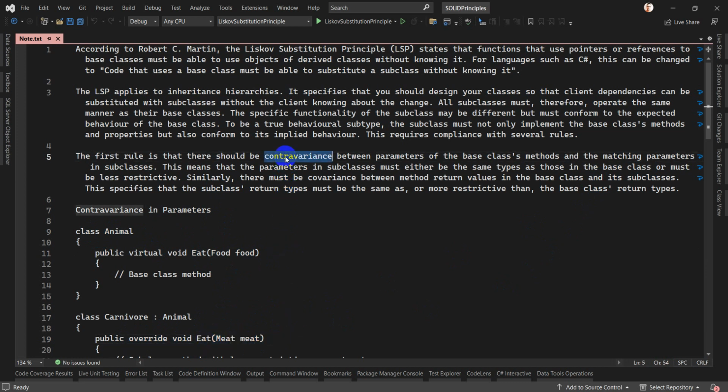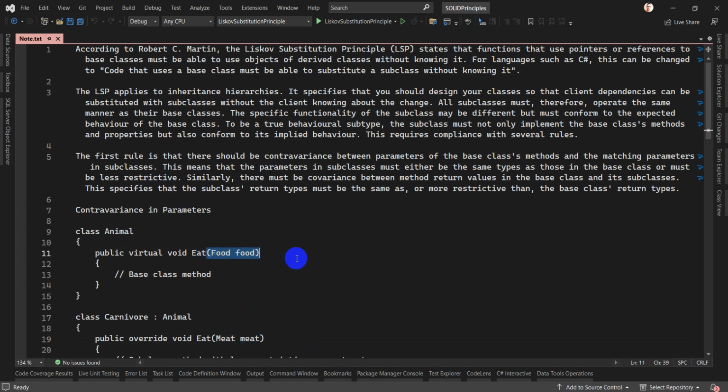So what is this contravariance? Contravariance means that the parameters in subclasses must either be the same type as those in the base class, so this should either be of type Food, which in this case isn't, right? Or must be less restrictive. As you can see here, we do not have the same type for the eat method, but the type is less restrictive. So Food is less restrictive than the type Meat. So this is the first part.